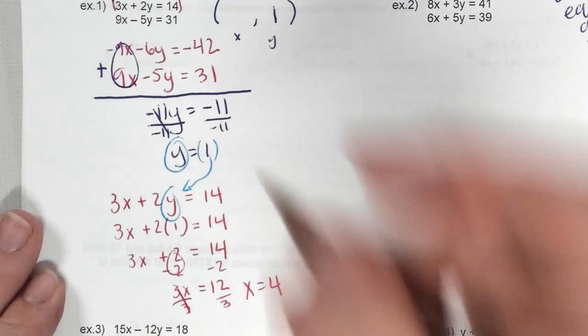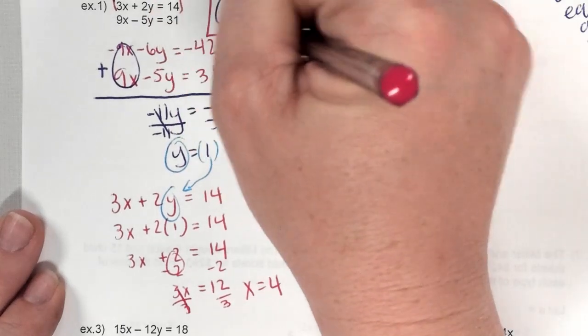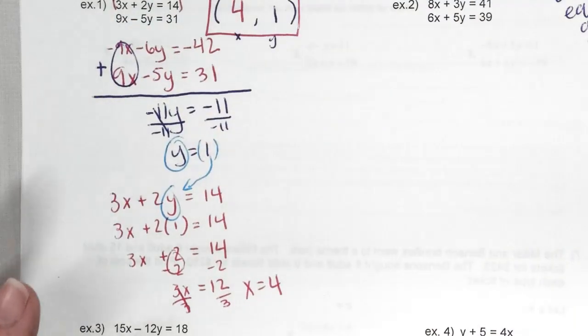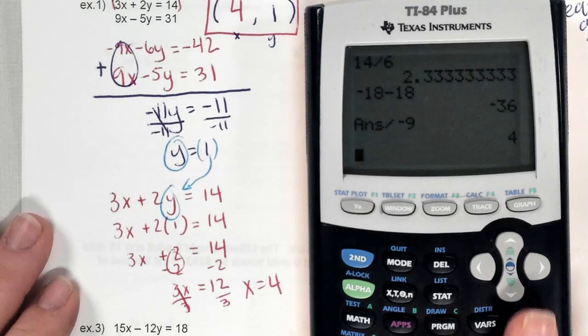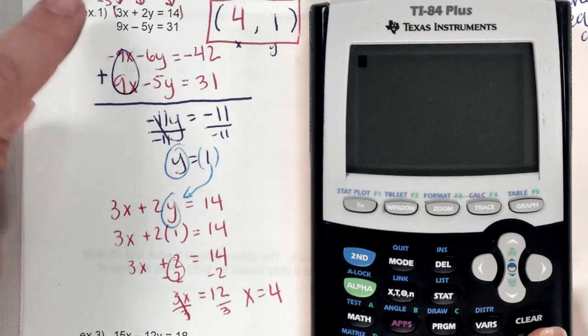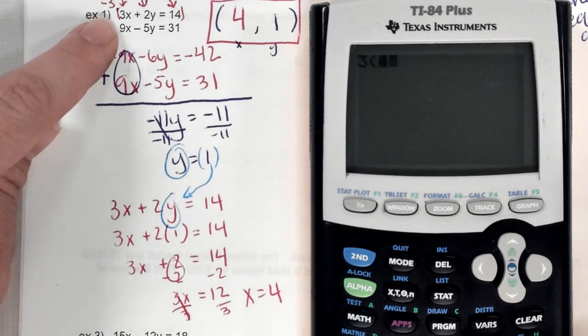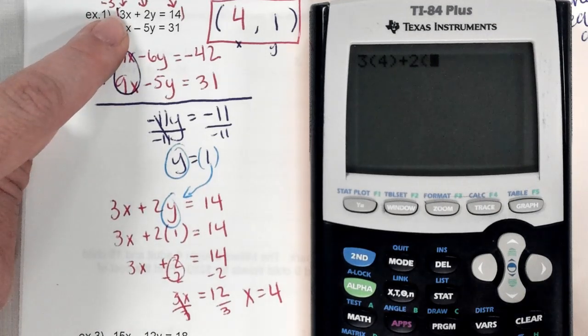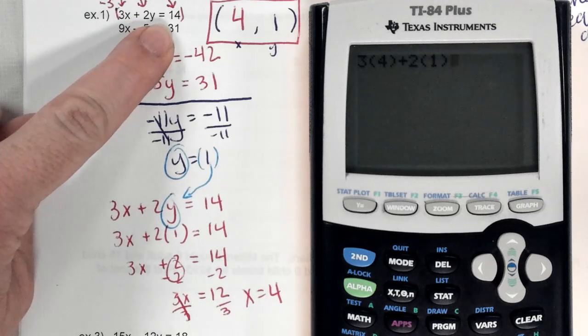So my answer is (4, 1). And because it's an ordered pair, we put it in parentheses, yes? These are also actually super simple to check your work. We're going to use the originals. 3 times x, which is 4, plus 2 times y, which is 1. What should it equal? 14.